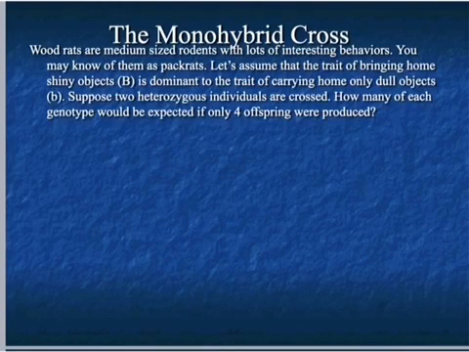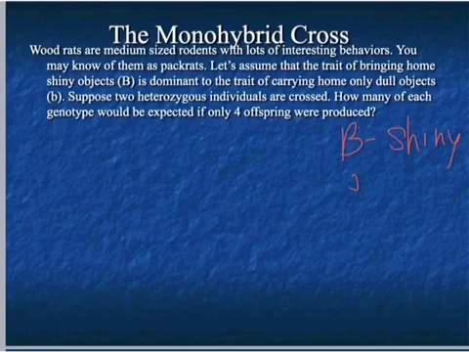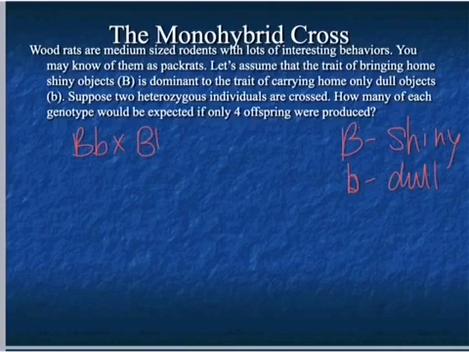Wood rats are medium-sized rodents with lots of interesting behaviors. You may know them as pack rats. Let's assume that the trait of bringing home shiny objects, big B, is dominant to the trait of carrying home only dull objects, little b. Suppose two heterozygous individuals are crossed. How many of each genotype would be expected if only 4 offspring were produced?